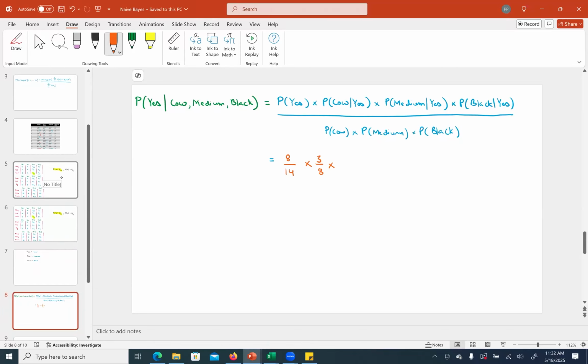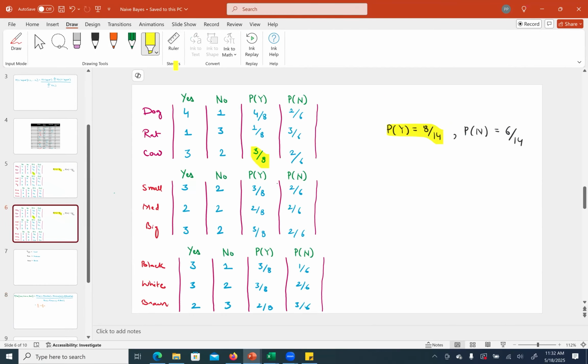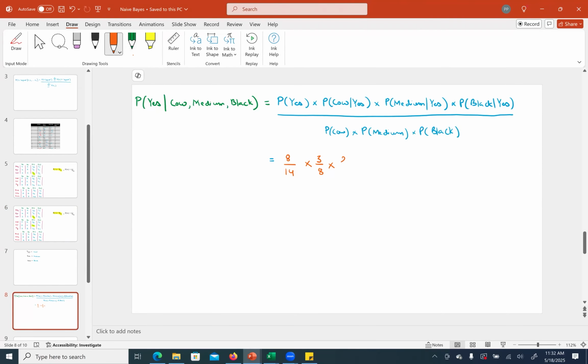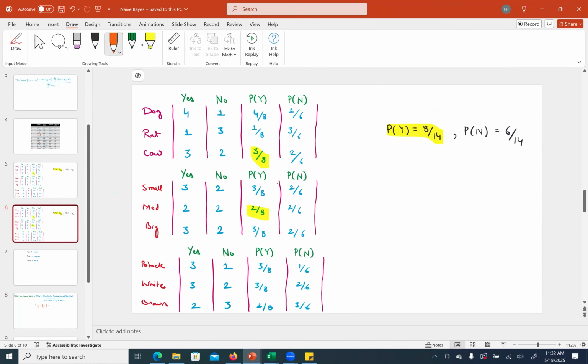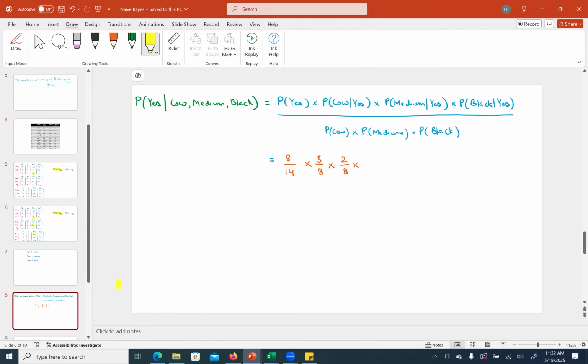What is the probability of medium given that it is yes? 2 by 8. What is the probability of black given that it is yes? Black given that it is yes, 3 by 8, right? Yeah, 3 by 8. Divided by probability of cow, probability of medium, probability of black.